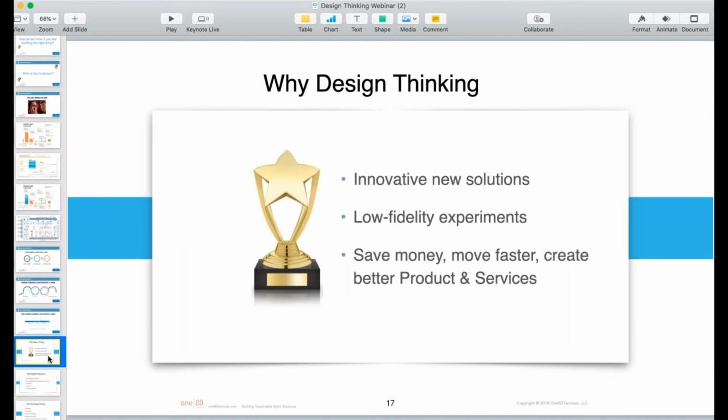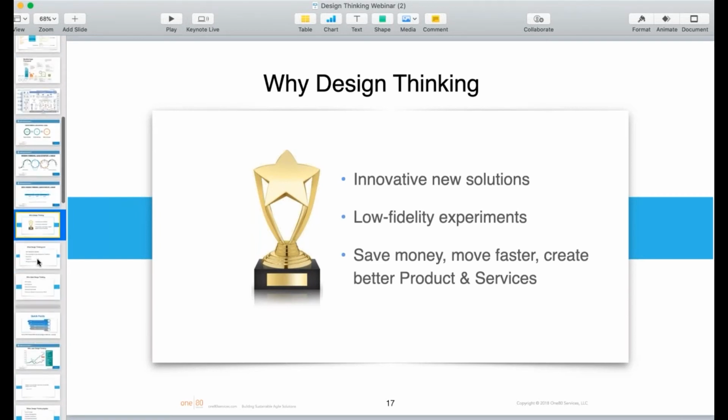All right, so why would we want to use design thinking? Let's get to the meat of it. Design thinking is about creating innovative solutions at a cheap cost and testing those solutions to define whether our customers will actually use them. It's a way of figuring out what our customers are going to want quickly and easily before we even write a single line of code.